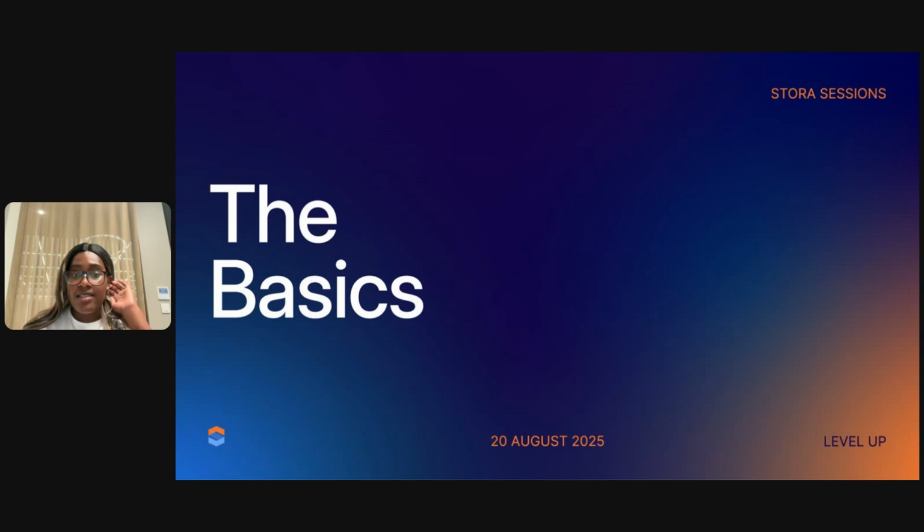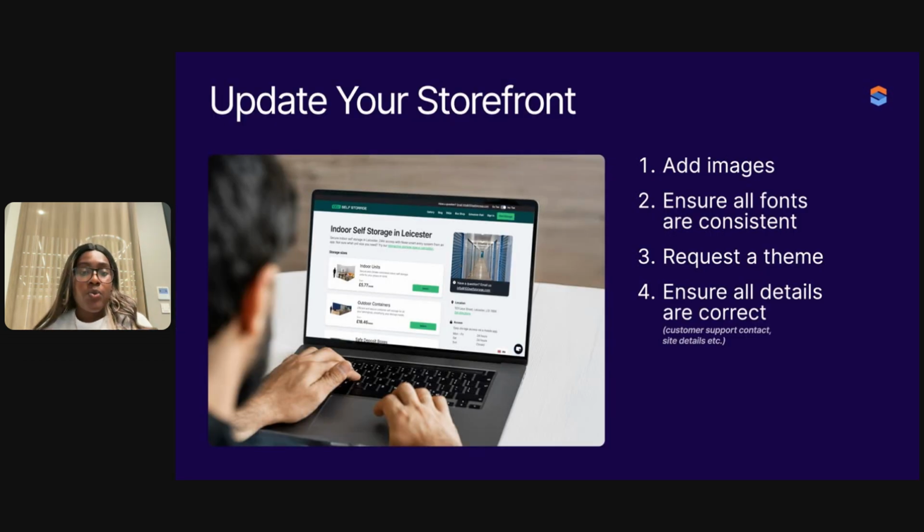So first, we'll cover the basics. First and foremost, we highly recommend personalizing your storefront. To personalize your storefront, we recommend adding images, usually high quality images of your site or your unit types. Also ensure that all fonts on your storefront are consistent, just for brand consistency. We also suggest that you request a theme if you haven't done so already. Again, this would be to promote your brand and ensure that your storefront or your booking page meets or is similar to your brand colors.